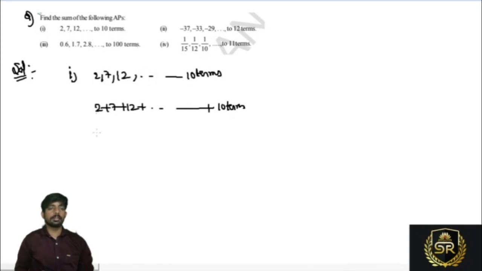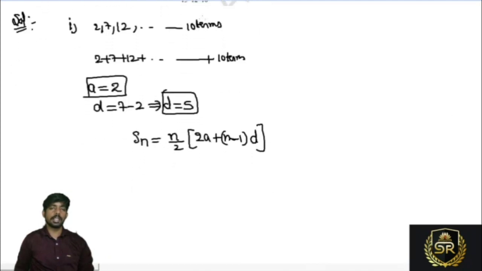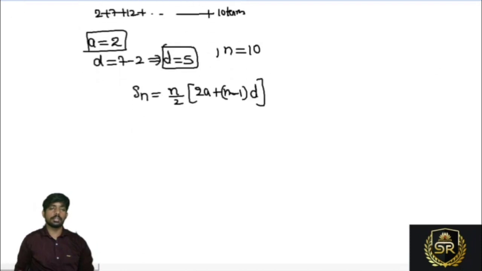So the first term here is 2, and the common difference is the second term minus the first term, which is 5. 7 minus 2 is 5. The a value is 2, and here 10 terms are given. We know the sum of terms, Sn is equal to n by 2 into 2a plus n minus 1 into d. Here 10 terms are asked, so n is equal to 10, for the first 10 terms.